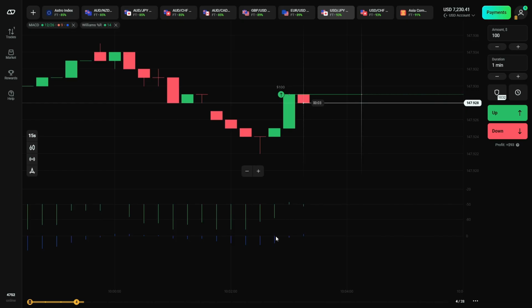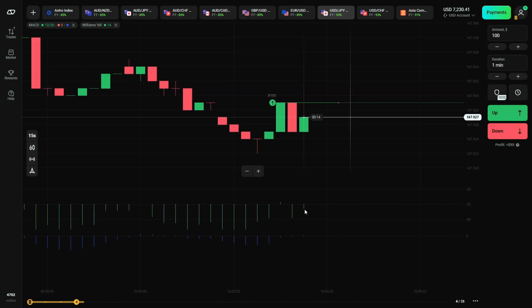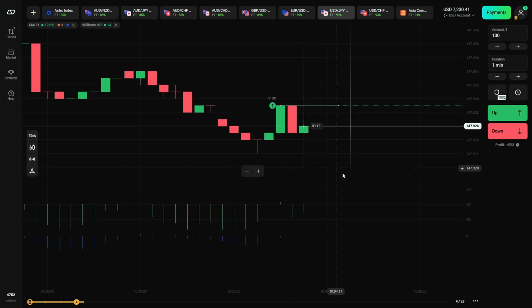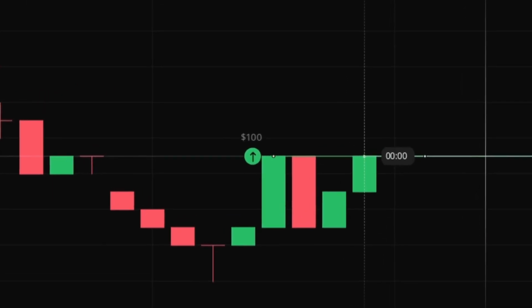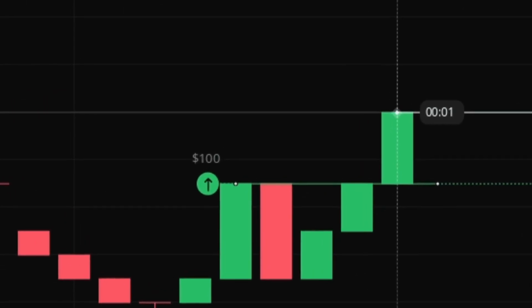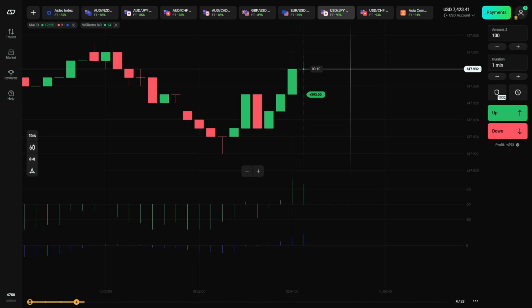They were below 0 and 50, then they went above. Now they're going back down. Only the Williams R is returning. So finally, let's follow up and see how this trade ends and what the result will be. We made $93 profit from this trade.